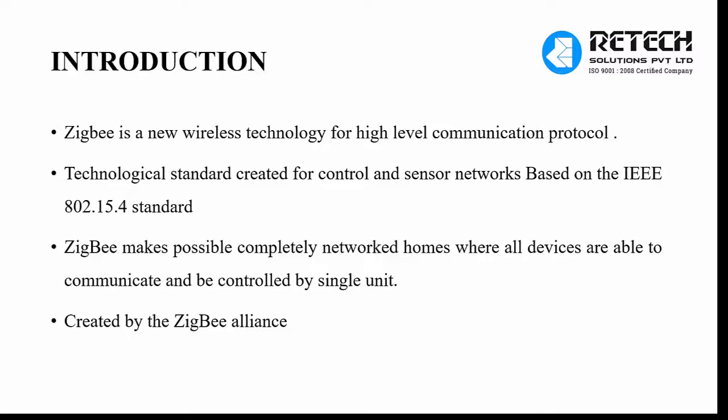Again, Zigbee makes possible completely networked homes where all devices are able to communicate and be controlled by a single unit. As I already told you, you can form a network within homes or offices by using Zigbee. And if you form a network in your house or office, you can directly control and monitor the devices from a single unit. You can control another device from the single unit, and you can monitor the data from a single unit.